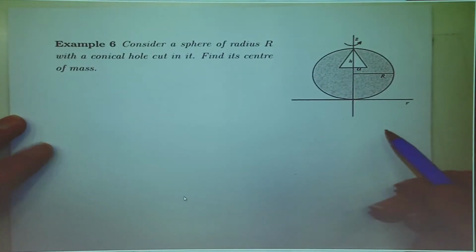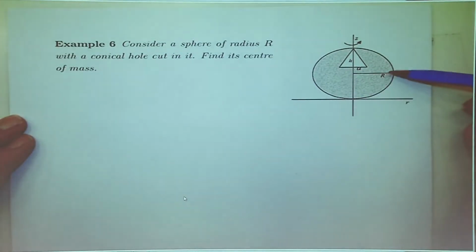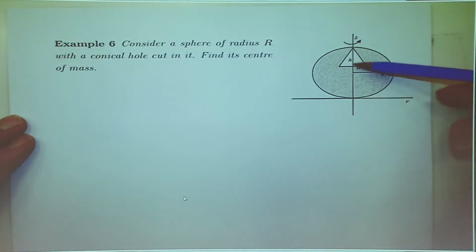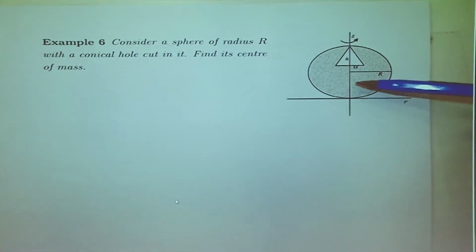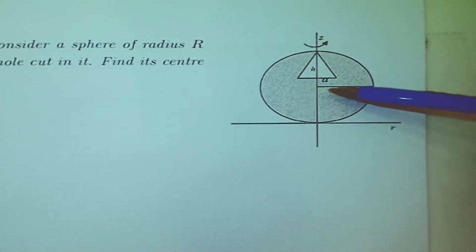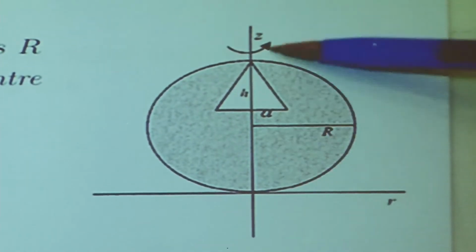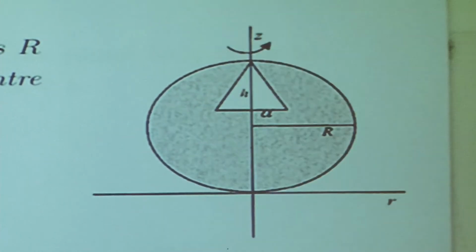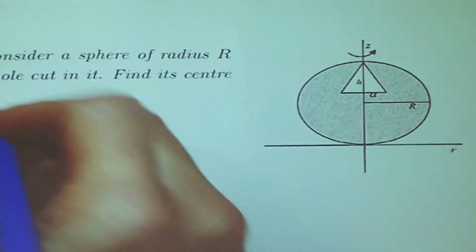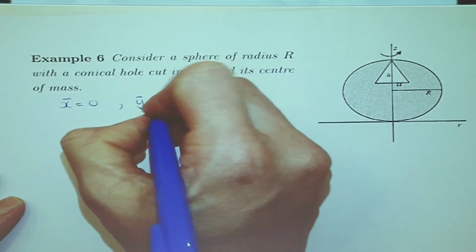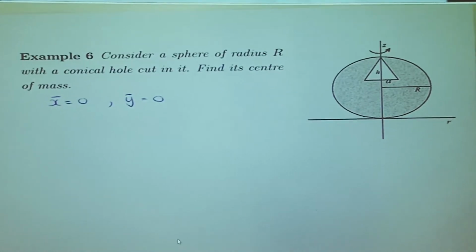Consider a sphere of radius r, so this distance here is r, with a conical hole cut in it, and the cone has a radius of a with a height h. Find the centre of mass. The centre of mass for something like this is going to be somewhere down here because that's where all the mass is. It's not going to be halfway, it's going to be underneath halfway. It's also going to be on this axis here. So the centre of mass in the x direction, which is forwards, is 0, and in the y direction, which is sideways, is 0 as well. All we're going to do is calculate the height of the centre of mass.